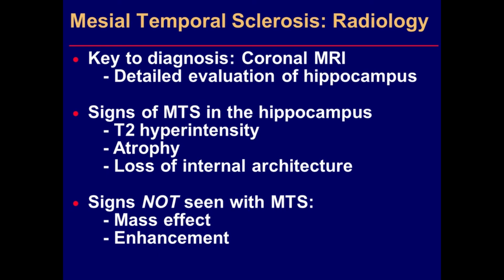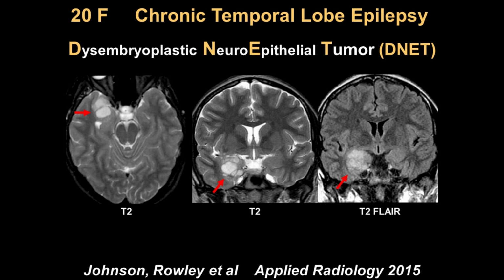Because of that, in refractory patients, we always want to get direct coronals, T1s, T2s, and T2 flares to look specifically at the hippocampus. We want to see a bright hippocampus that's small and has lost its internal architecture because of gliosis. But just as important as these signs are things you shouldn't see. You should never see mass effect. You should never see enhancement. And so that would send you toward a different differential diagnosis, of course.